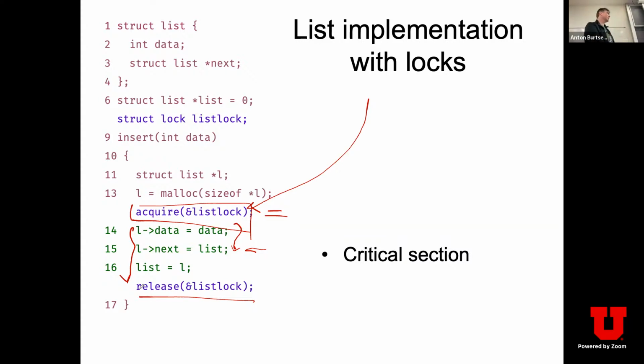Only one of them will be updating the list at a time, though both of them can execute malloc concurrently. And maybe even this line can be placed outside of the critical section, because you don't have to be atomic there. You can update your private data outside of a critical section, but the actual update on the list will be atomic, right? Okay, so if I ask you a question, how can we implement acquire? Do we know? Has anyone ever built a spin lock?